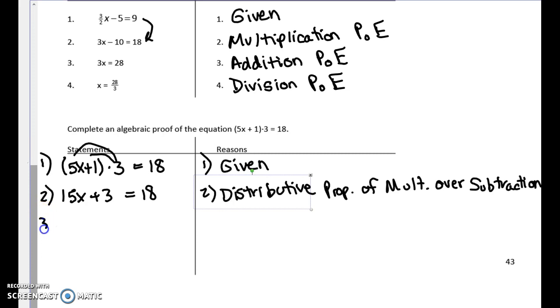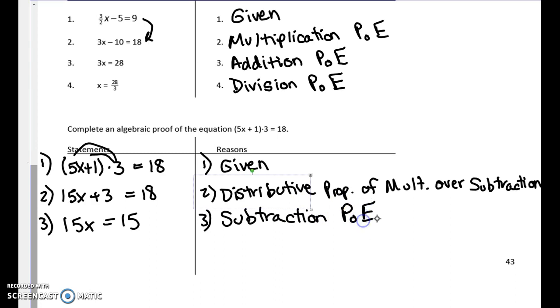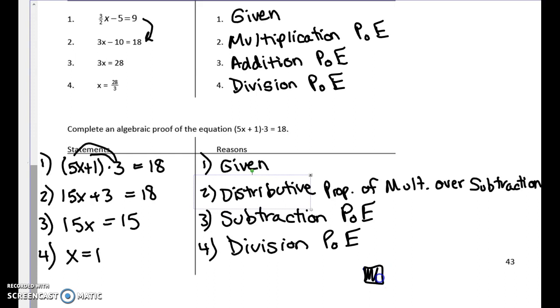My next step in solving this equation, I'm going to subtract the 3 over, so I'm left with 15x is equal to 15. I did that using my subtraction property of equality. And last but not least, we divided both sides to get the 15 off, so I'm left with x equals 1. That's my division property of equality. We have gotten x equals an answer. It's in the right format, so we are done with our proof. Oh, I forgot to put a box up here. Let's put a box up here. Boom, done.